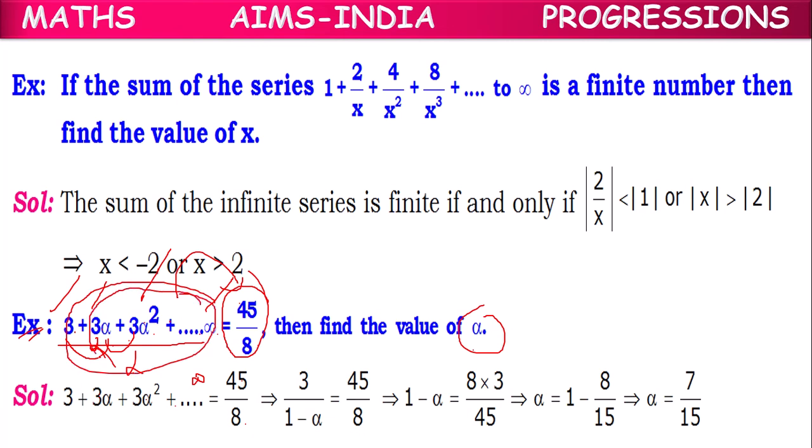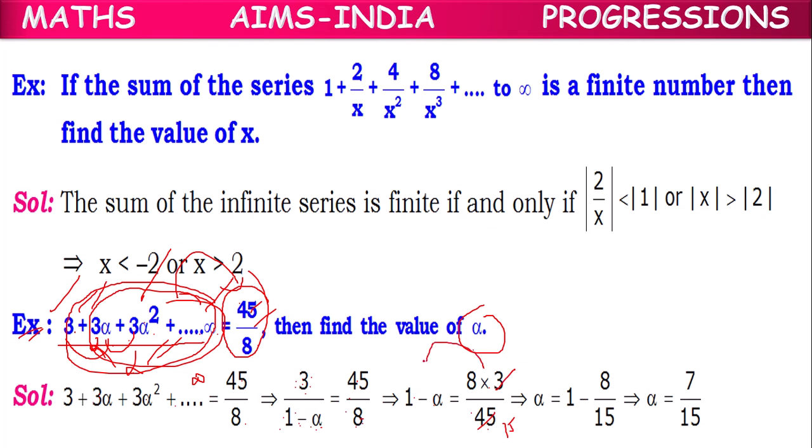The sum of an infinite GP is a by 1 minus r. The first term is 3, and r is alpha. So 3 by 1 minus alpha equals 45 by 8. This 8 will go to this side, 8 into 3, and 1 minus alpha will come here in the place of 45. 45 will come down. So we can write it as 1 minus alpha equals 8 into 3 by 45, or 8 by 15.